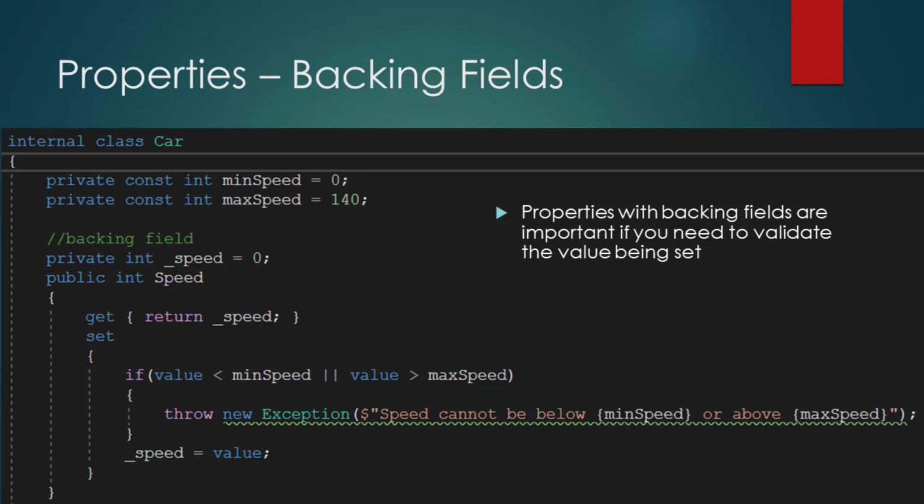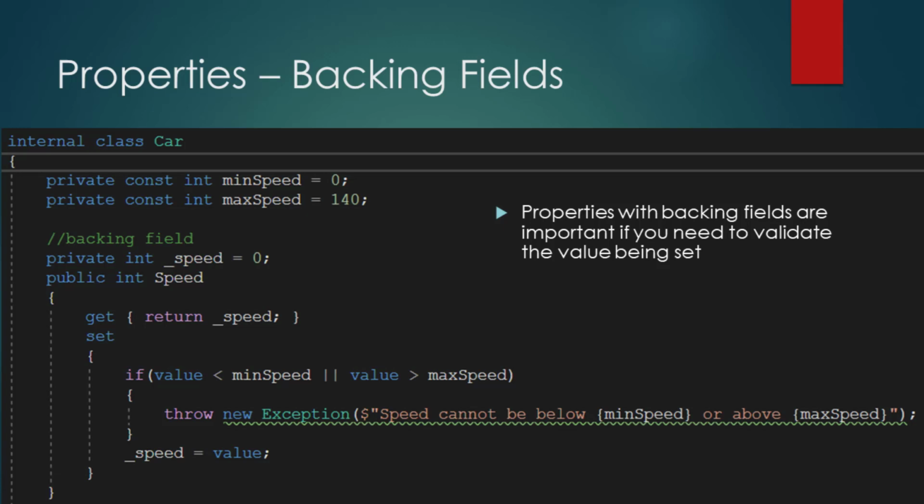The first type of property is a property with a backing field. This means that the property has a private variable it uses to store the information. In our example here, our car class has a private variable for speed that is used to actually hold the value of speed. Then the speed property is used to either get the value of the private speed variable or set the value of the private speed variable.